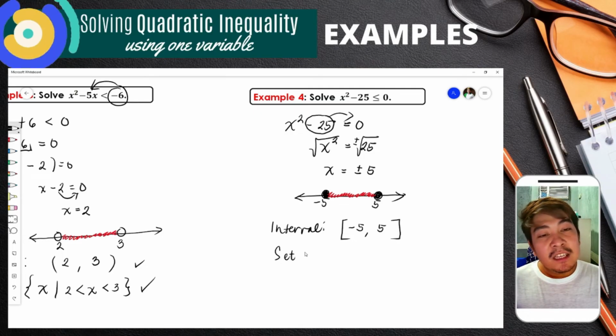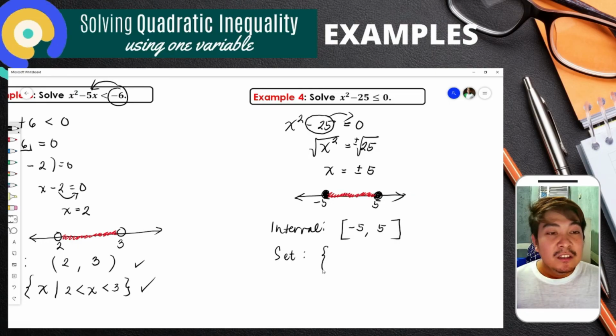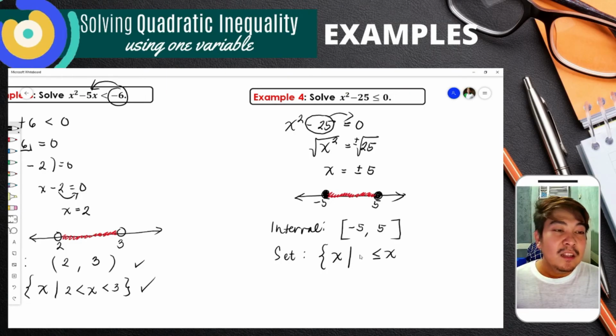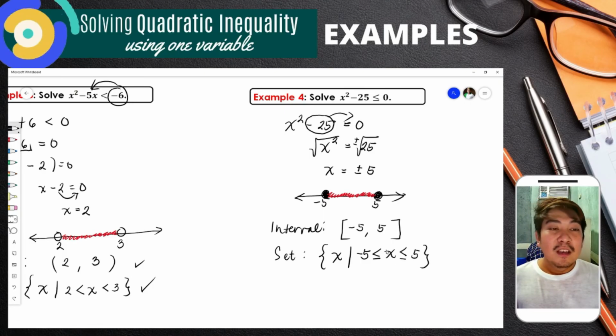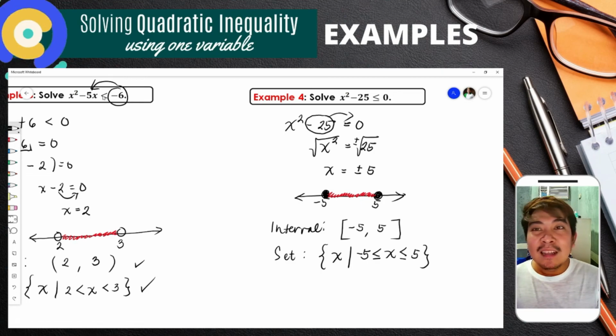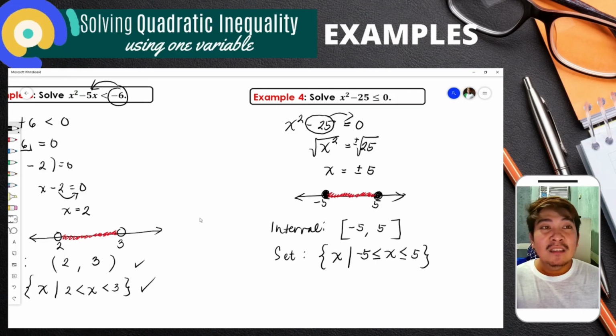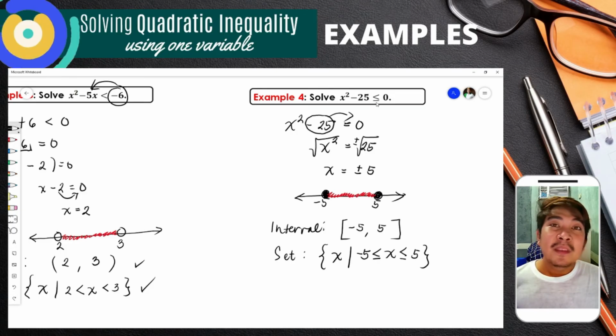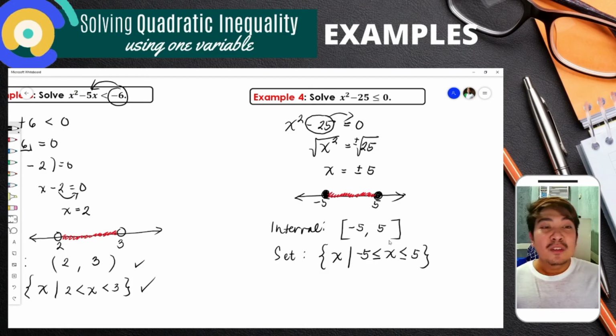How about translating this one in set builder notation? So this will be the set of all x such that x should be greater than or equal to negative 5 but less than or equal to 5. Okay? So kung mapapansin natin, kapag walang equal sign dito, si set builder notation ay wala rin equal sign sa final answer. Kapag may equal sign si given quadratic inequality, ang ating set builder notation in the final form should have an equal sign in the solution set.